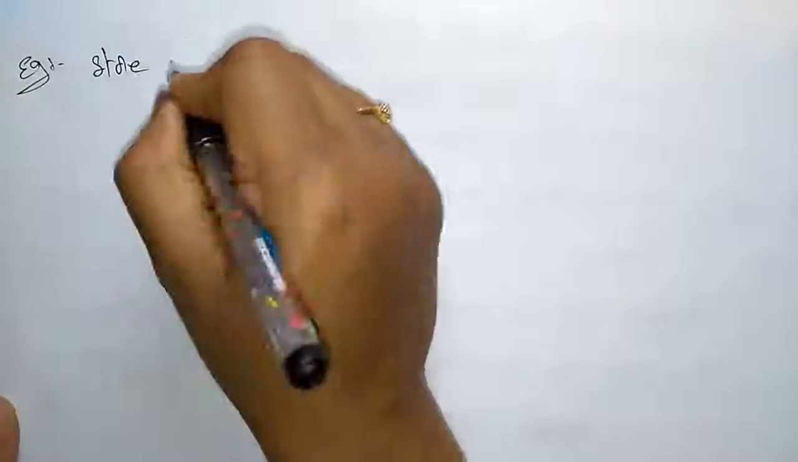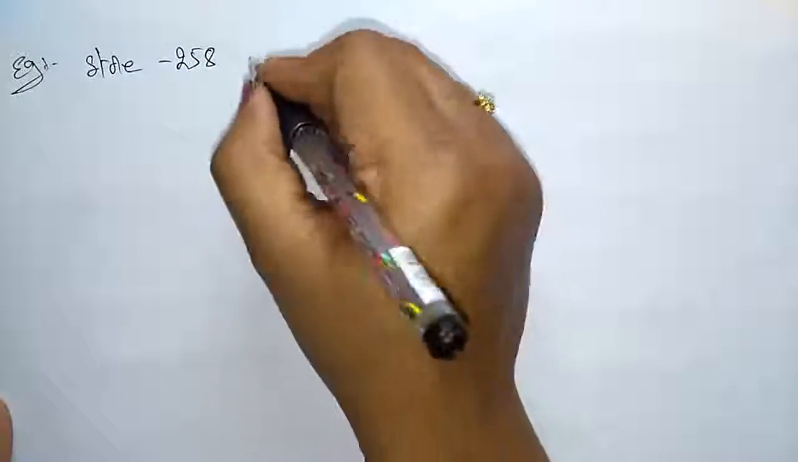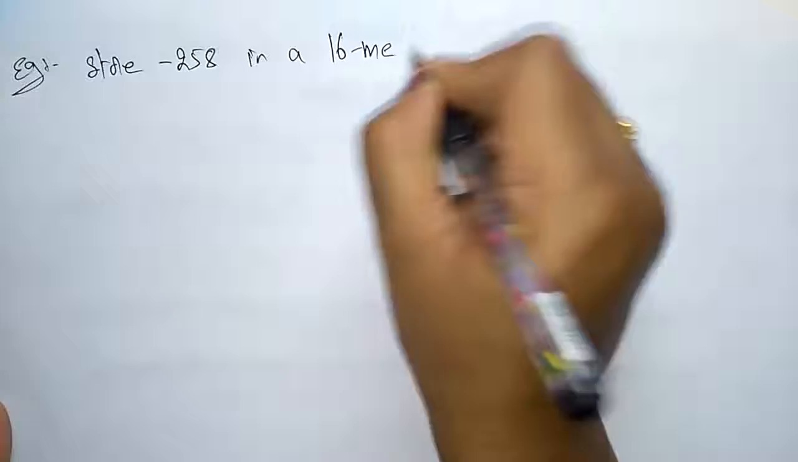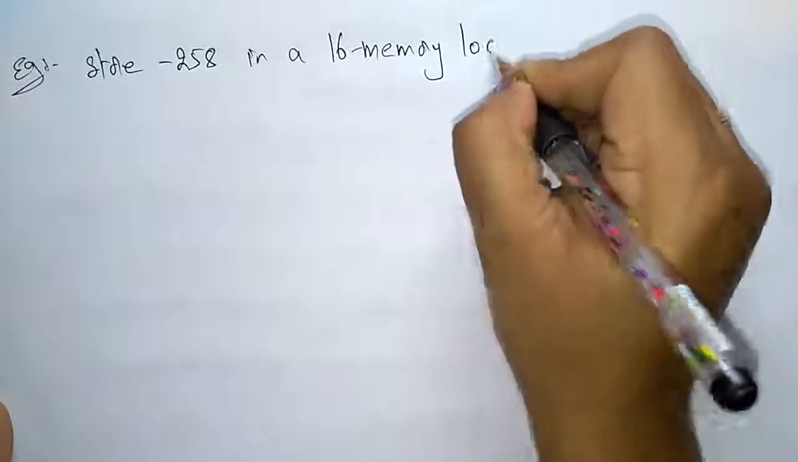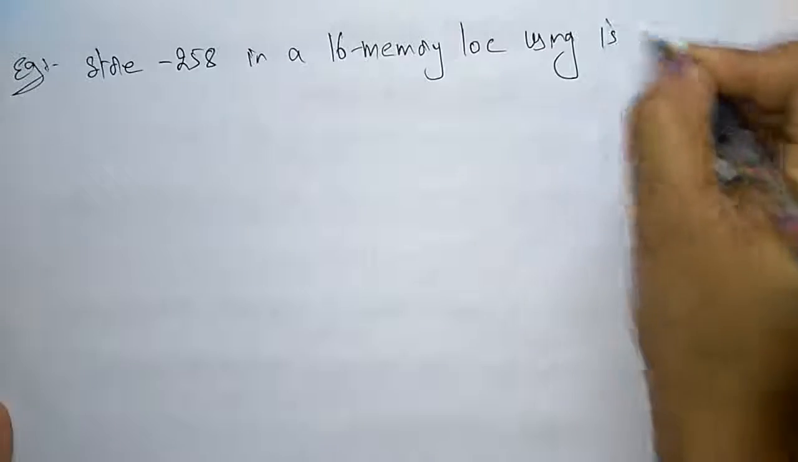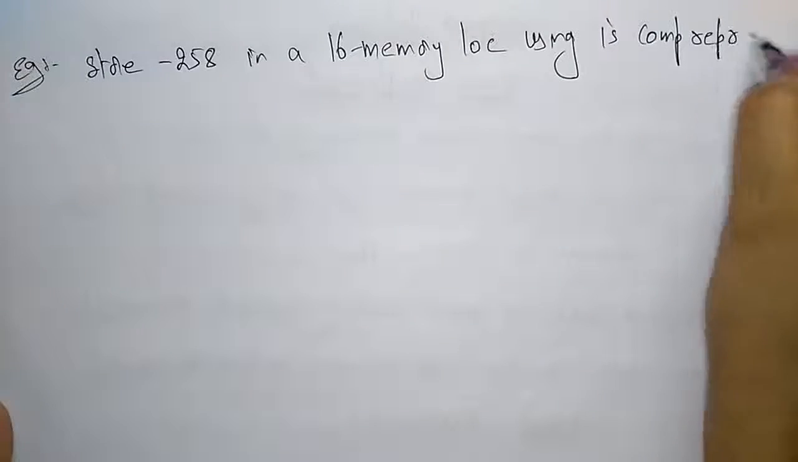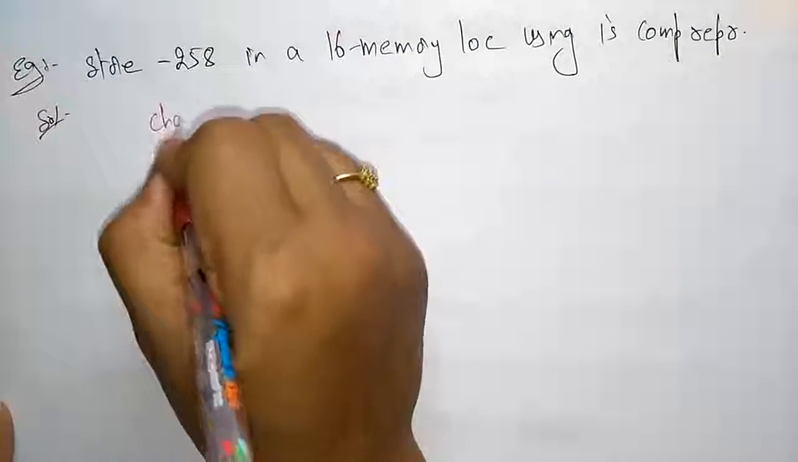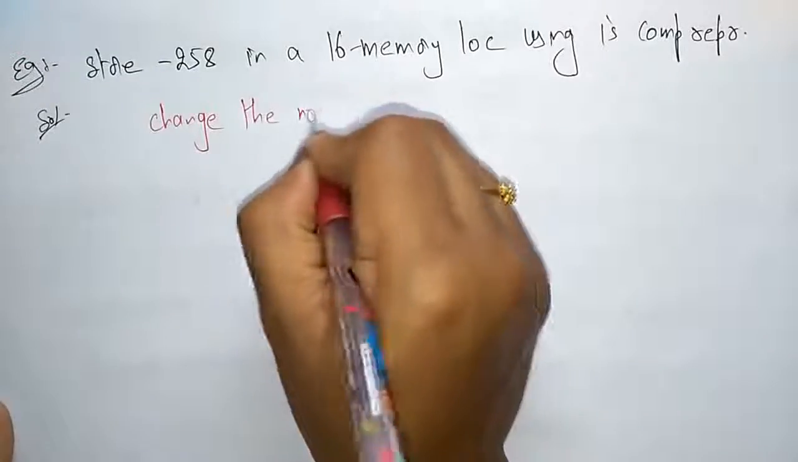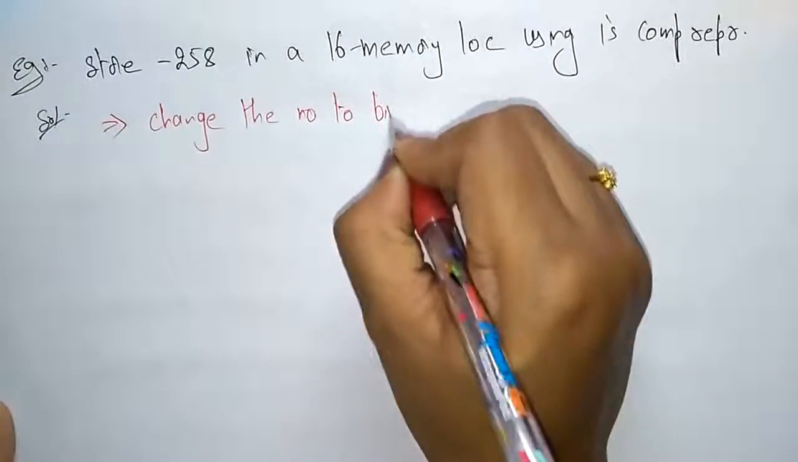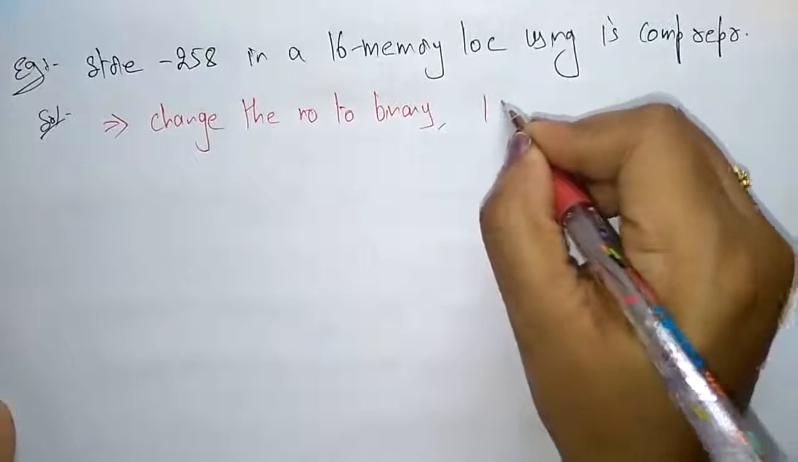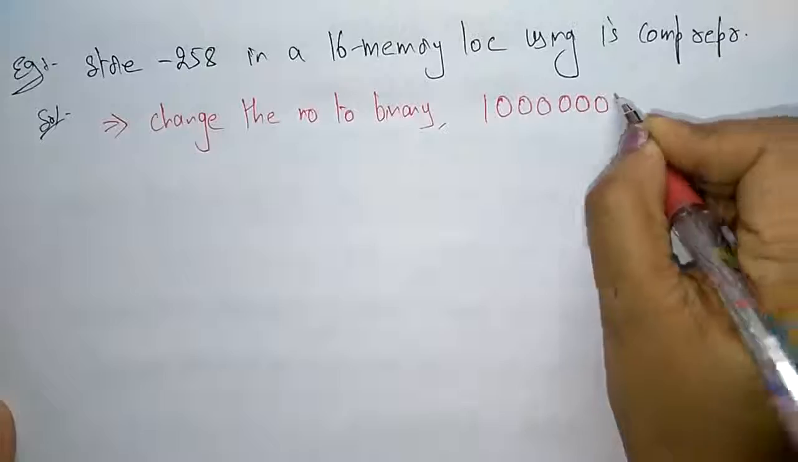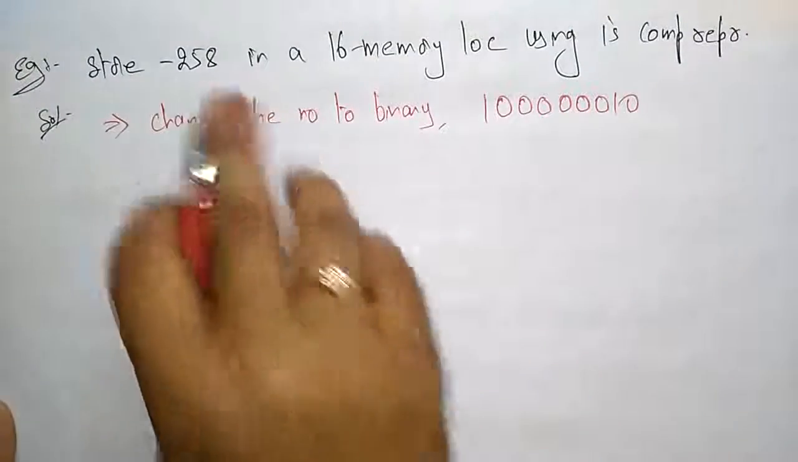Now let me take a negative number this time. For ones complement, store minus 255 in a 16-bit memory location using ones complement representation. The first step is to change the number to binary. This is the binary representation of decimal 255.